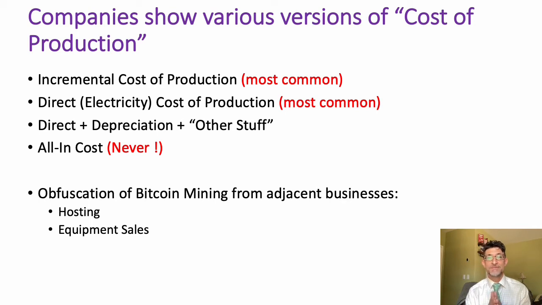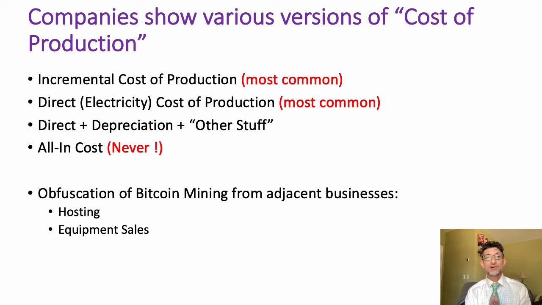So that's the problem. They also show you their direct cost of production. And what do they mean by that? Well, most of the time, they mean their direct electricity cost. So that's going to be a low cost too. They're going to show a low cost of Bitcoin production because they're just showing electricity.